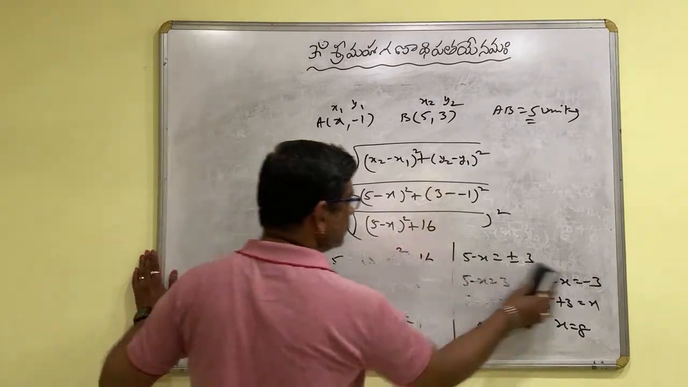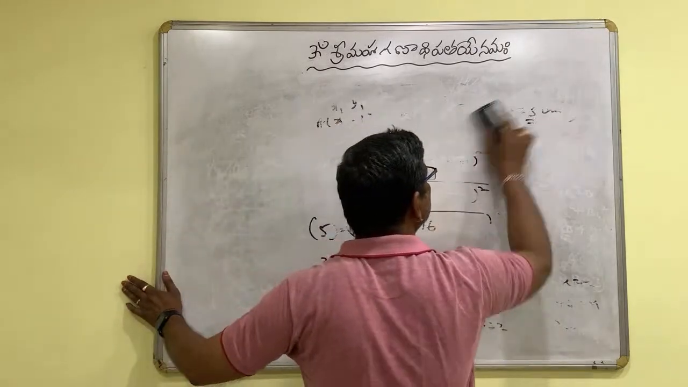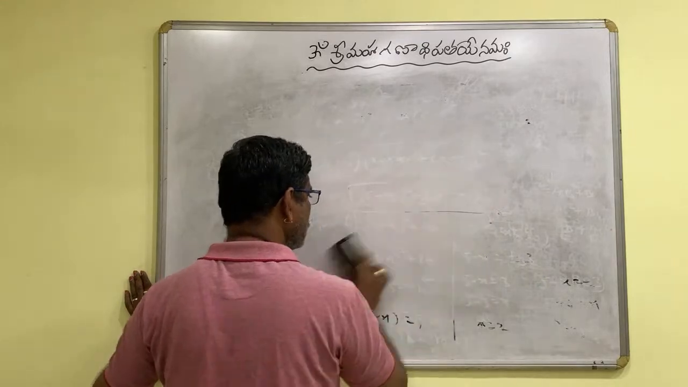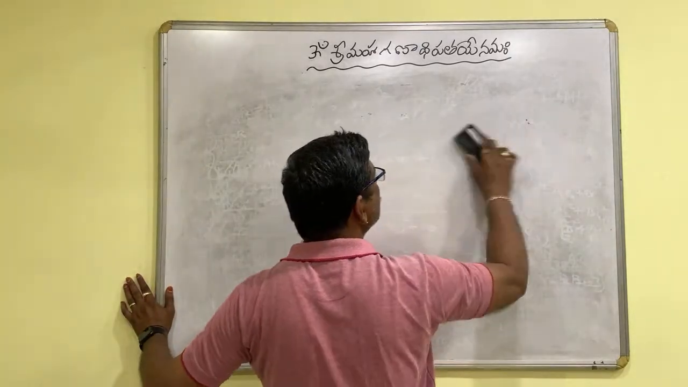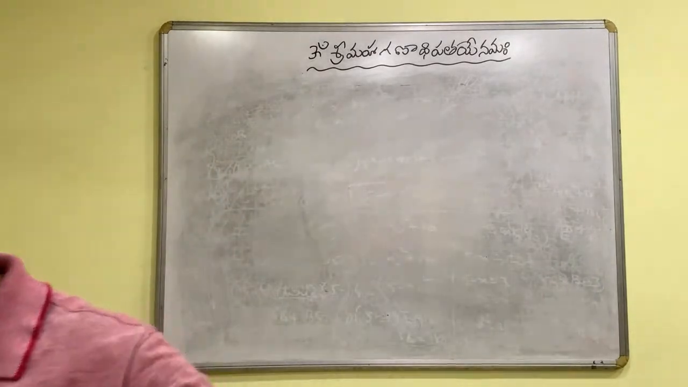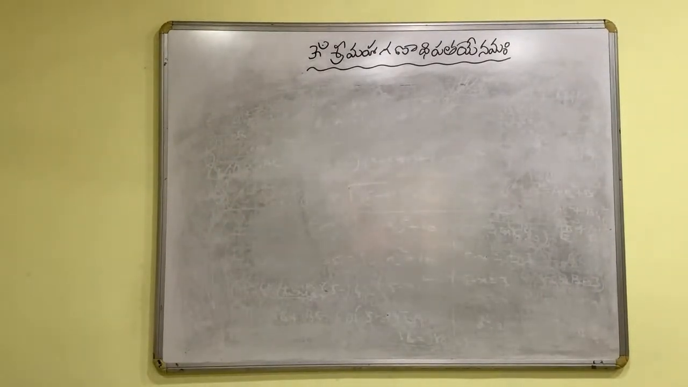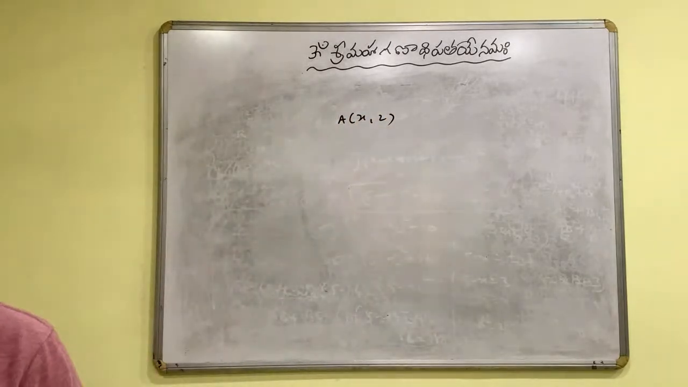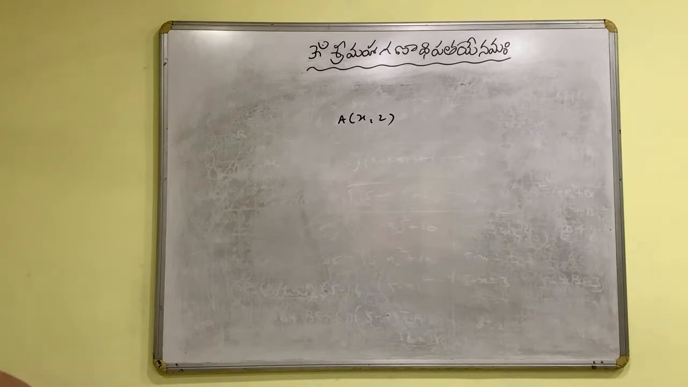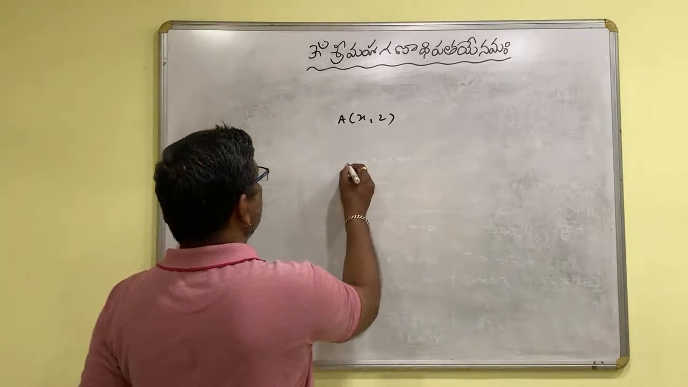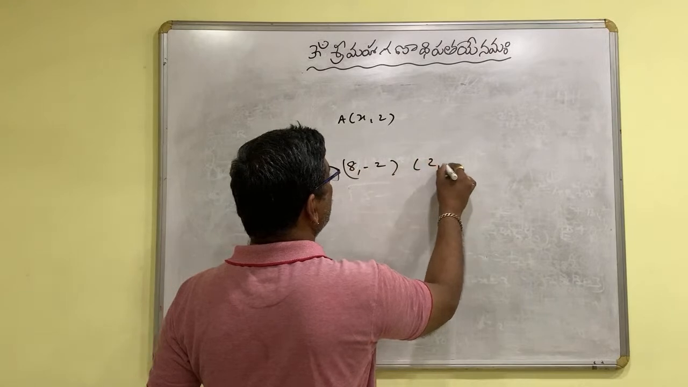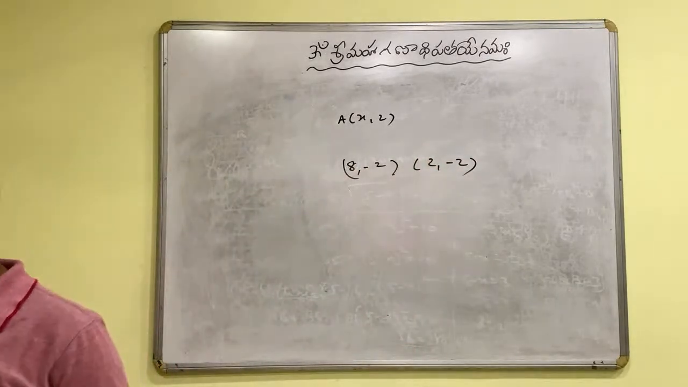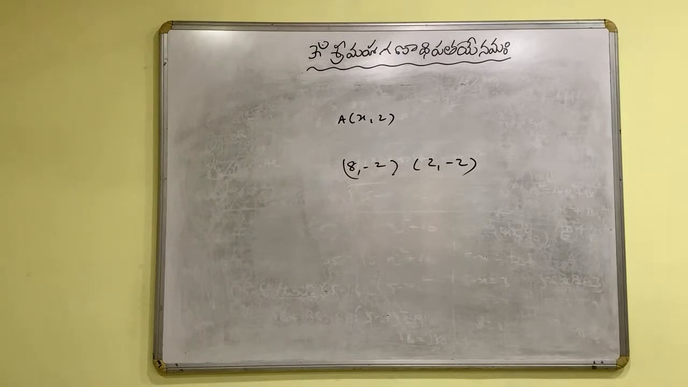నెక్స్ట్ క్వశ్చన్. నెక్స్ట్ మోడల్ ఏంటి? What will be the next model? If point A (x, 2) is equidistant from (8, -2) and (2, -2), find the value of x. Okay na?